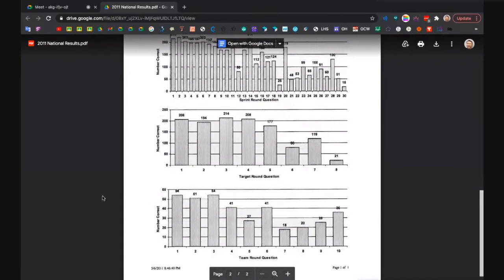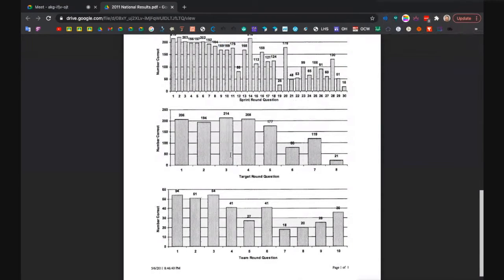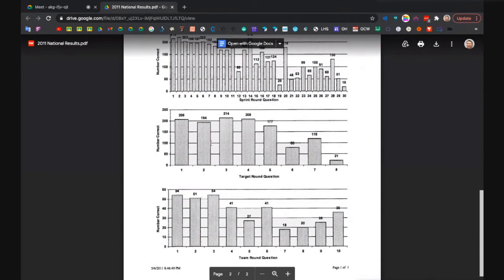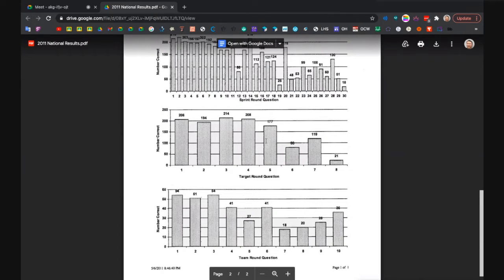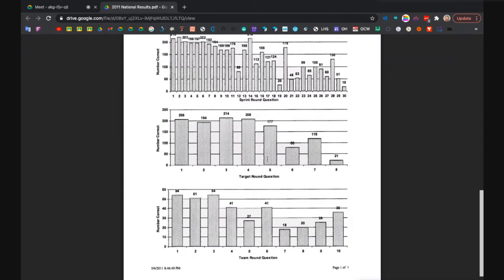And then in Target, you can see that the first 5 problems are decently easy. A lot of people got it right. Problem 6 was a little bit harder. 7 is all right. But then you can see that they only had 21 people answering it correctly, and all the other ones were a lot higher. So basically, 8 was a bit of a tough question.